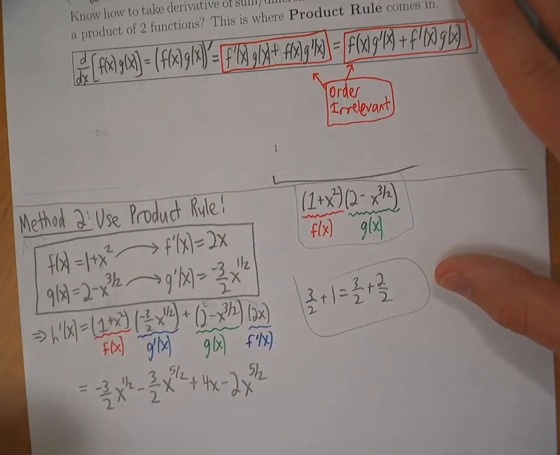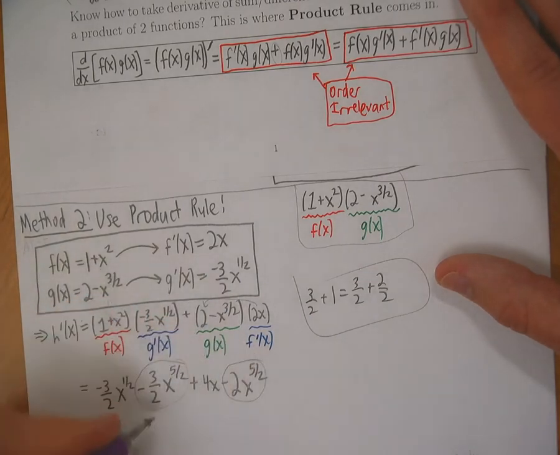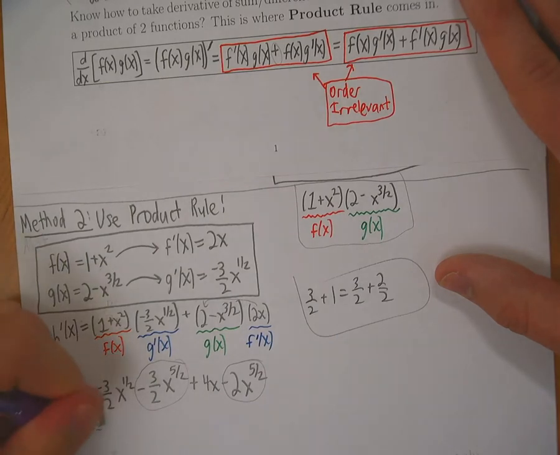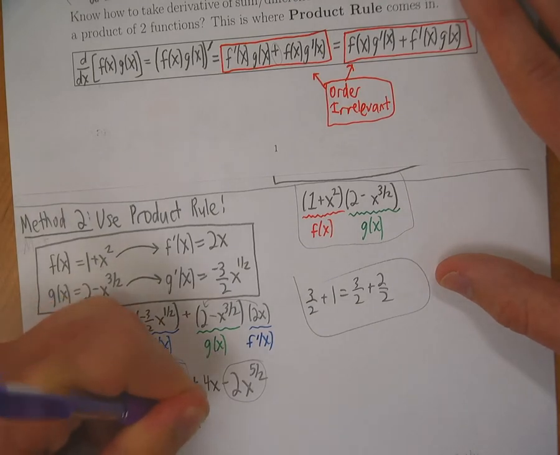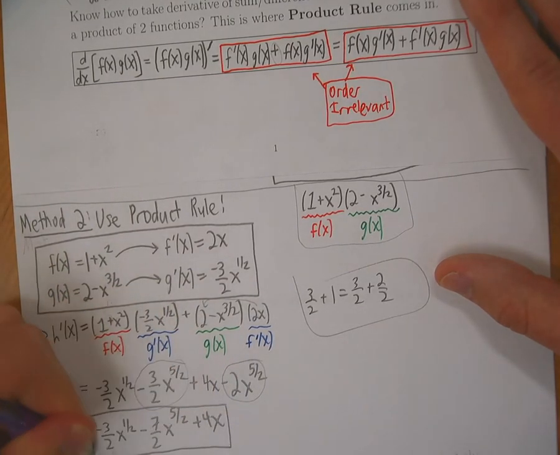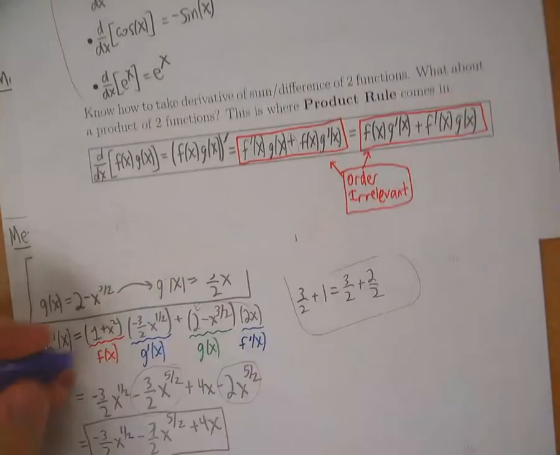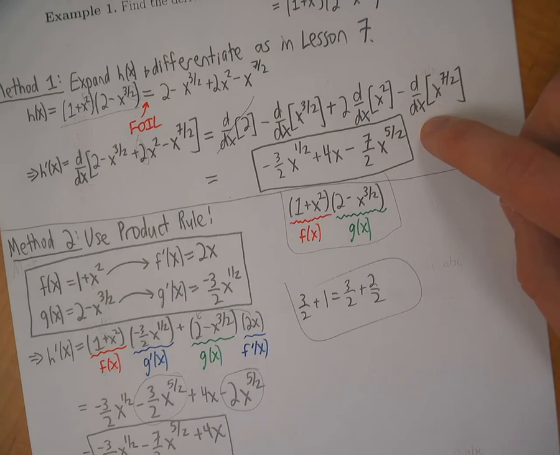Okay. So then now we just condense everything down. The only 2 common terms are the ones involving x to the 5 halves. So we have negative 3 halves times x to the 1 half minus 7 halves x to the 5 halves plus 4x. So that's one way to check that your answer should be consistent with the one found in the first method. Both methods should yield you the same thing here. Okay, any questions on that?